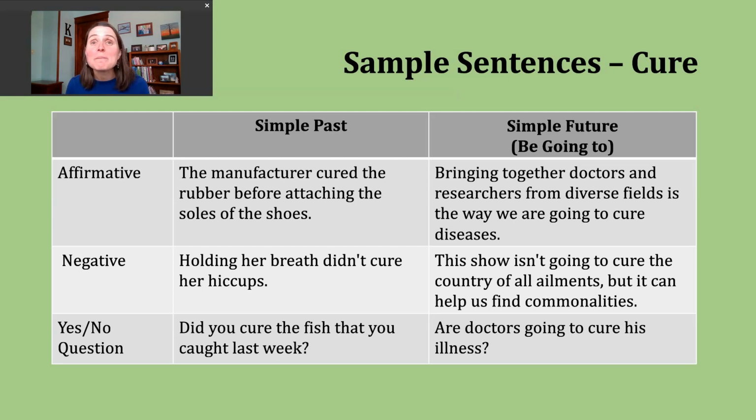Now let's move on and talk about making a yes or no question in the simple past tense. To do this, start with did, then you're going to have your subject, and then the base verb. I always like to point out to my students, notice the only time we're using the ed form of the verb is in the affirmative. We're not using it in the negative or with yes or no questions. Here's my last example. Did you cure the fish that you caught last week? Right?